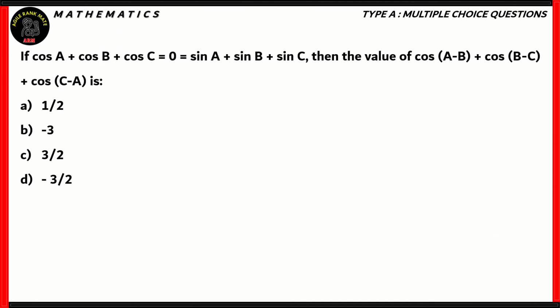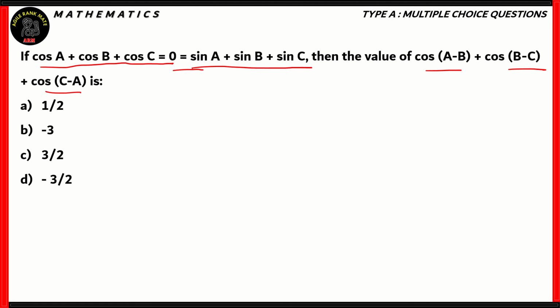Now let's look at some questions of mathematics. If cos A plus cos B plus cos C equals 0, and sin A plus sin B plus sin C equals 0, we need to find the value of cos(A minus B) plus cos(B minus C) plus cos(C minus A). So is it 1 by 2, minus 1 by 2, 3 by 2, or minus 3 by 2?